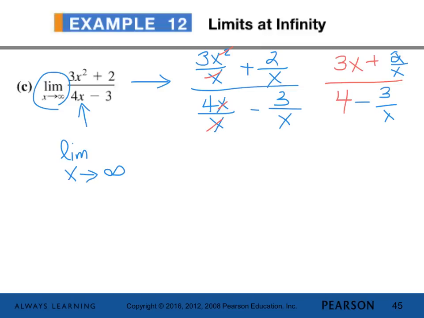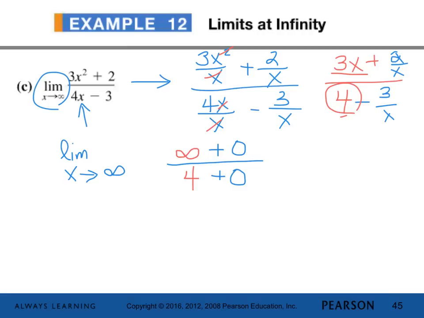As x approaches infinity, 3x is going to be infinity. That's going to get larger forever. But the limit as x approaches infinity for 2 over x is going to be 0. And the limit as x approaches infinity for 4, well, 4 could actually care less what x is. It's just going to stay 4. And then, of course, the limit of 3 over x as x approaches infinity is again 0.